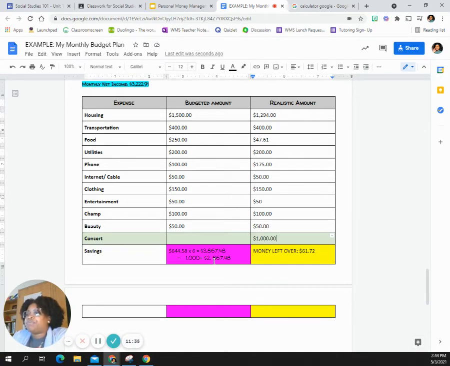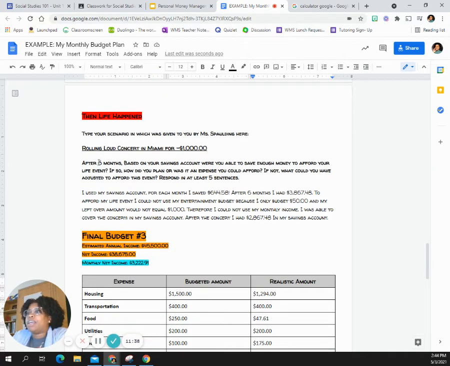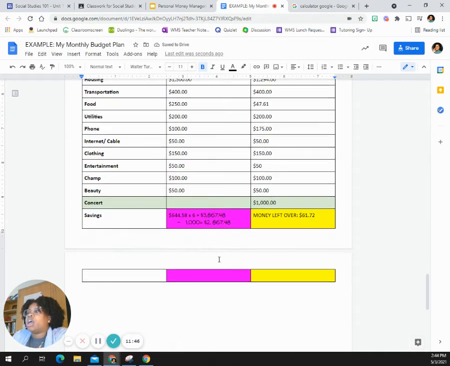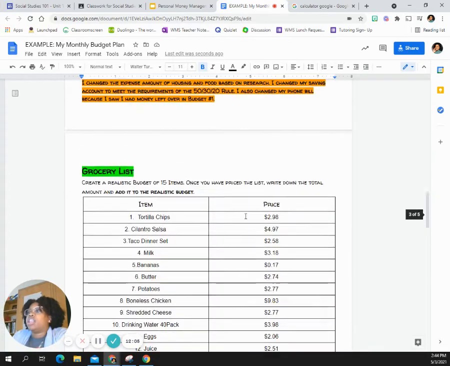Since our event happened 6 months from us doing our first budget, we're going to say that our savings started out at $644.58. Okay, based on my normal, this is my 20% savings. I multiplied that by 6, and that gave me $3,867.48. Okay, so let's just go back.